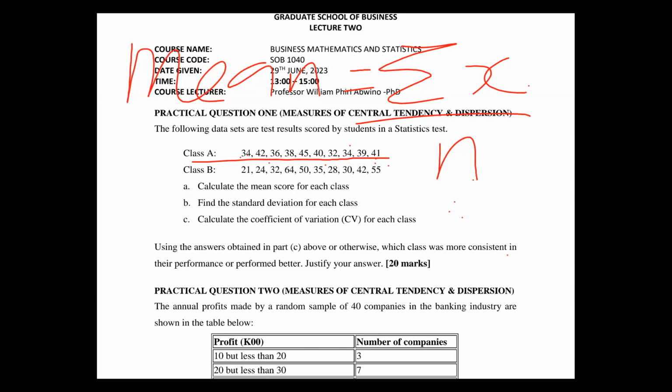To find the mean, we'll have to add all of them. There's no need of arranging them in ascending order or descending order. You can just sum them how they are.